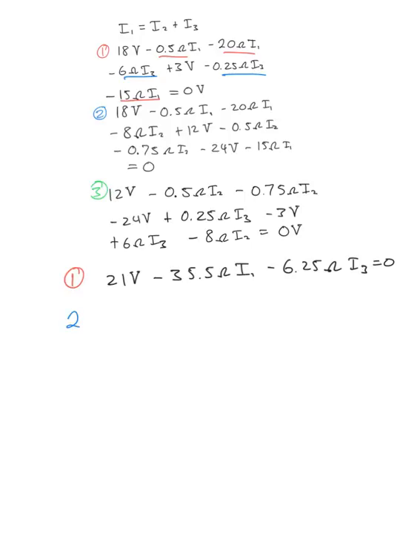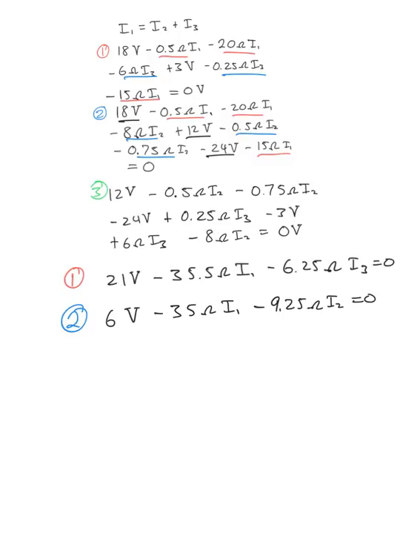We can rewrite the second equation by combining terms. Our volts, we have 18 volts plus 12 volts minus 24 volts is going to be a total of 6 volts. Our I1 terms, we have, again, a total of negative 35.5 ohms multiplied by I1. And we have I2 terms adding up to 9.25 ohms multiplied by I2. And that also equals 0.